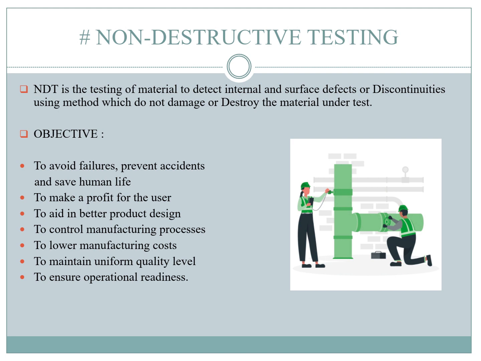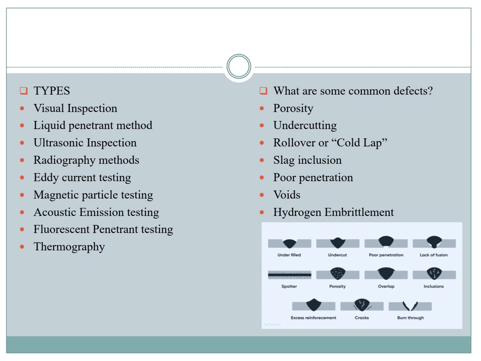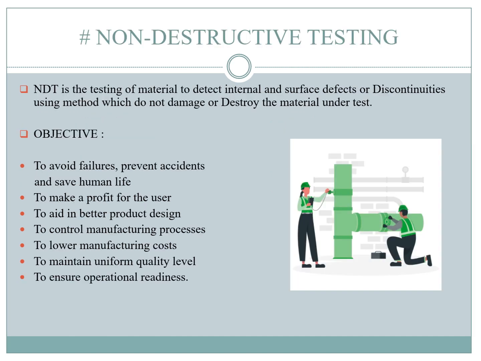the operational readiness. So there are some methods and types of non-destructive testing: visual inspection, liquid penetrant method, ultrasonic inspection, radiography method, eddy current testing, magnetic particle testing, acoustic emission testing, fluorescent penetrant testing, and thermography. What are the common defects which can be identified using non-destructive testing? As you can see in this figure, these are the defects which can be easily identified using non-destructive testing. In that we can identify porosity, voids, poor penetration, undercutting, and cracks.